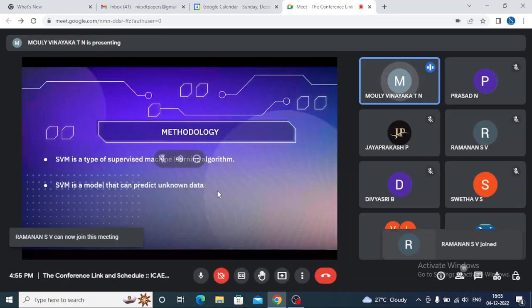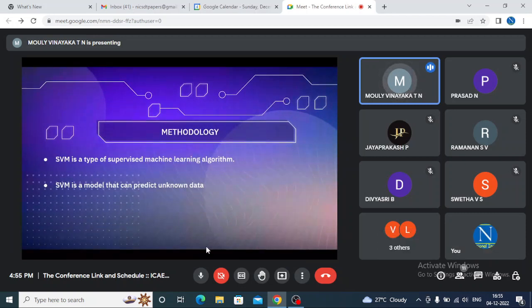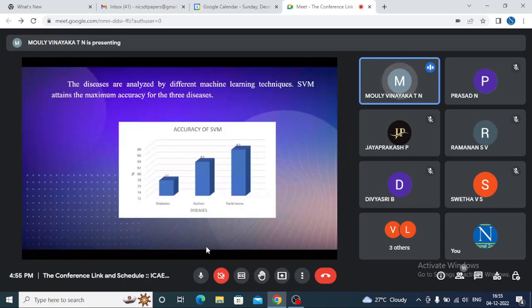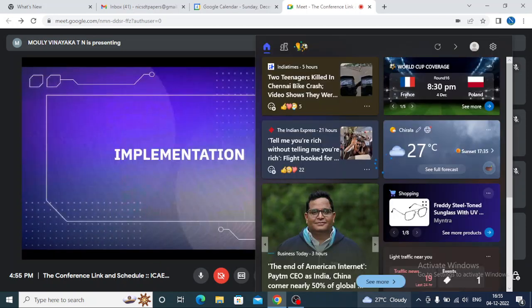We use an SVM algorithm. SVM is a type of supervised machine learning algorithm. It learns from the past input data and predicts the output. Support vector machines are basically supervised learning models used for classification and regression analysis. SVM is a model that can predict unknown data. The accuracy of this algorithm is 77 for diabetes, 83 for autism and 87 for Parkinson's. These diseases are analyzed by different machine learning techniques. SVM attains the maximum accuracy for these three diseases.